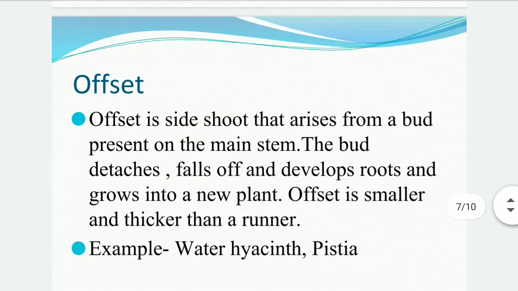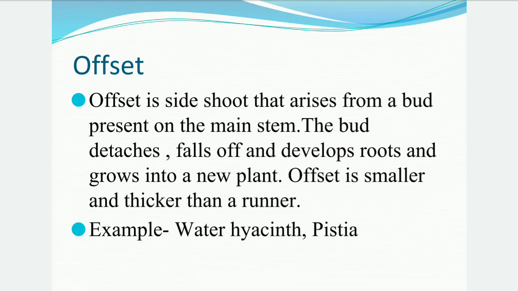Next is offset. Now offset is a side shoot that arises from a bud present on the main stem. Now what is a bud? A bud is the structure that develops into a leaf or a flower. So when this bud detaches, falls off, develops roots and grows into a new plant, it is called reproduction by offset. These offsets are smaller and thicker than a runner, and are normally seen in aquatic plants such as water hyacinth and pistia.